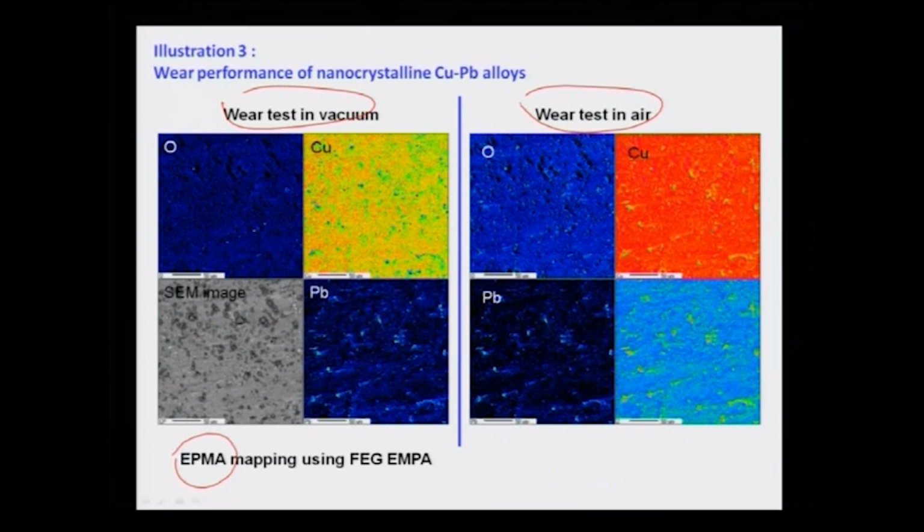If you use the electron microprobe analyzer in a FEG EPMA, that is the field emission gun EPMA, where the beam size is very small, resolution will be better. So, you can see the oxygen is very small even on the surface for the sample tested in vacuum. The oxygen is quite large in the sample tested in the air. Copper and lead are obviously present on the sample, and this is the SEM image of the sample on which this EPMA analysis is done. So, by using these two techniques, Raman and the EPMA, we can clearly see how the oxidation takes place. Oxidation does take place during the wear process and changes the wear kinetics.